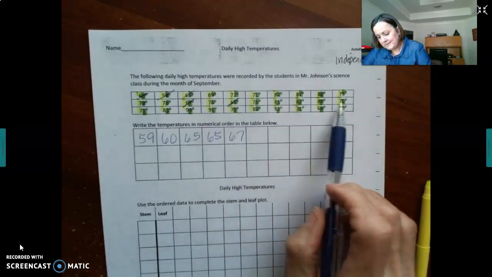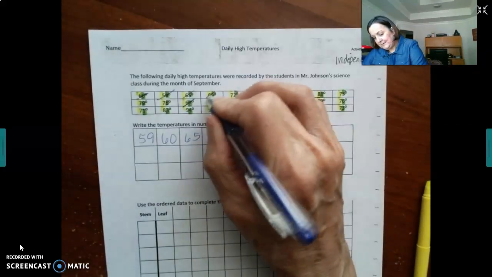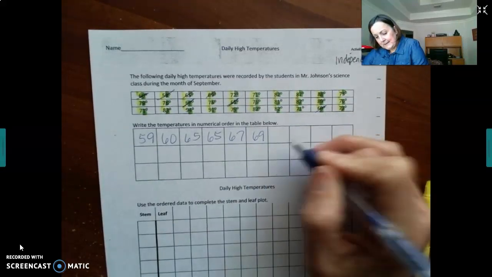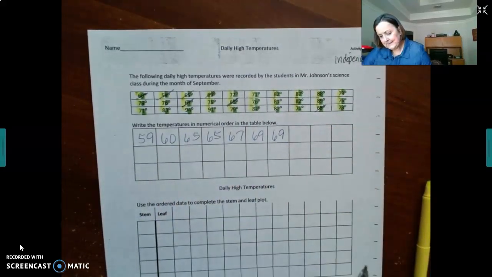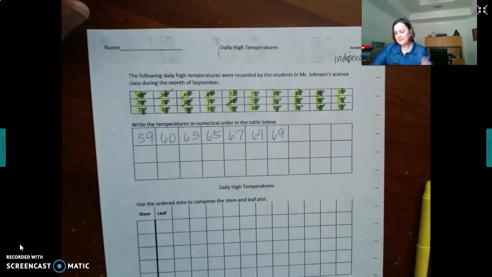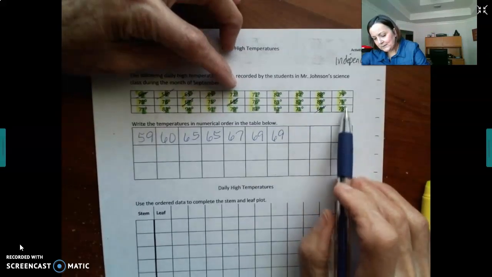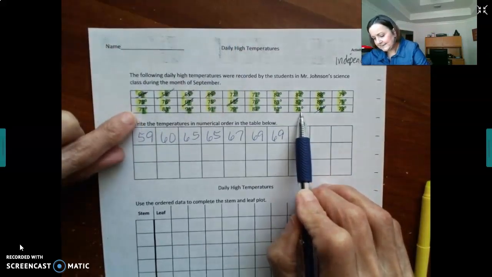And let's look for 68. I don't see 68, but I do see 69 degrees. I see another 69 degrees. And I think that's it for the 60s. Now let's move on to the 70s. We have 72. Do we have anything? Oh, there's a 71. Anything less than 71?